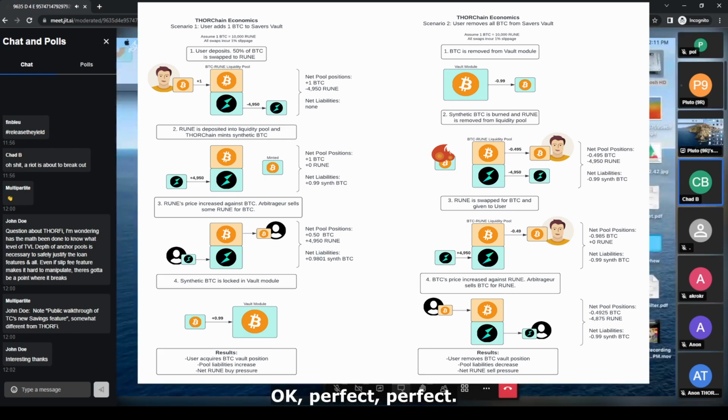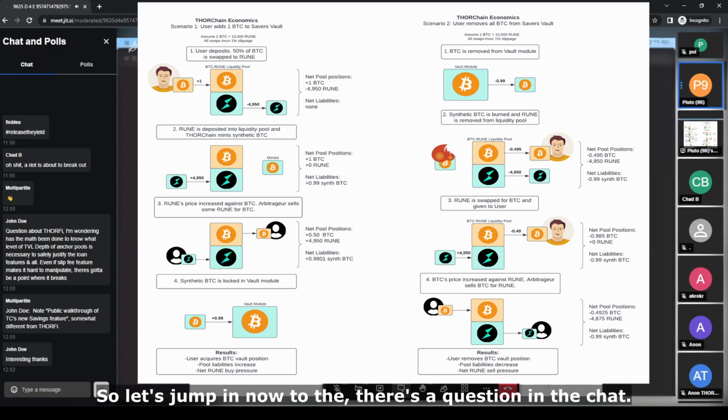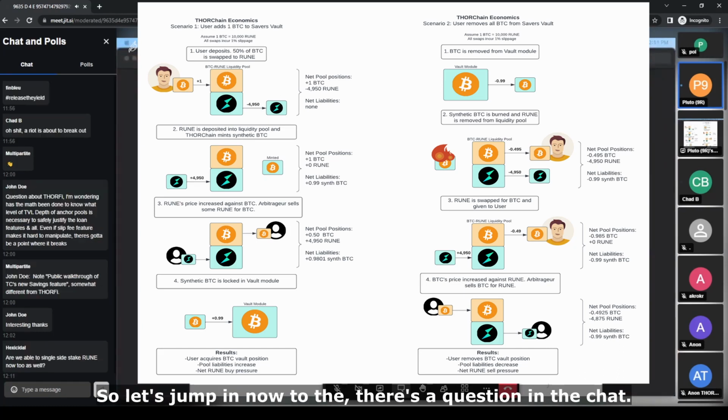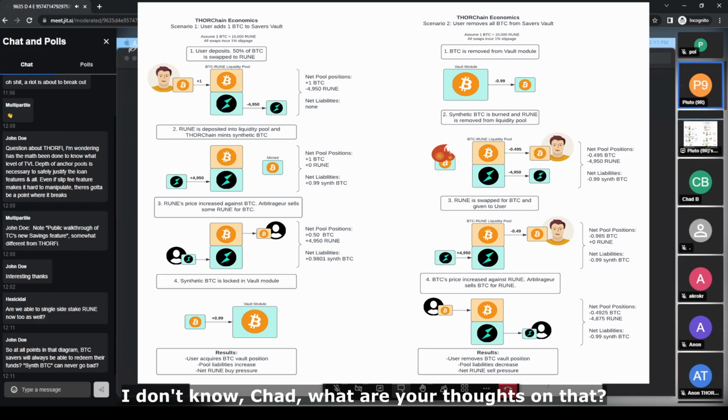Okay, perfect. Okay, cool. So let's jump in now. There's a question in the chat. Are we able to single side stake Rune now as well? Right now, there's no plan for that. That has not been implemented in the current implementation. But there has been some talk of that, and there are different ways we could do that. I don't know, Chad, what are your thoughts on that?